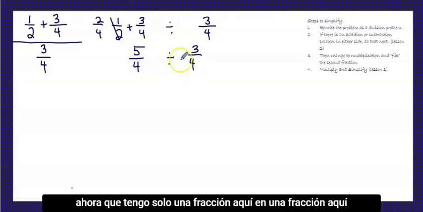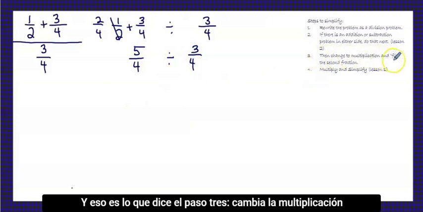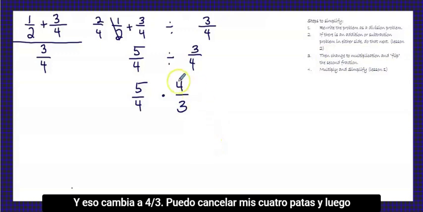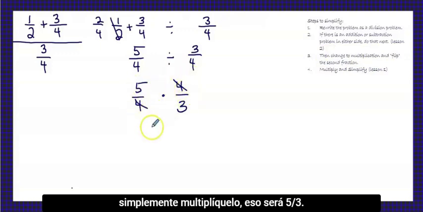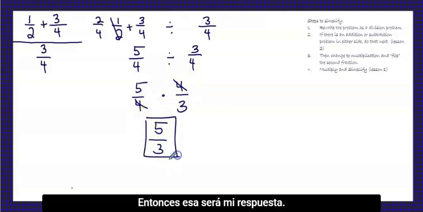So now that I've got just a fraction here and a fraction here, now I can change it to a multiplication problem. And that's what step 3 says, change to multiplication, flip the second fraction. So bring down the first fraction, change this to multiplication, and that changes to 4/3. I can cancel out my 4's and then just multiply across. That's going to be 5/3. So that's going to be my answer.